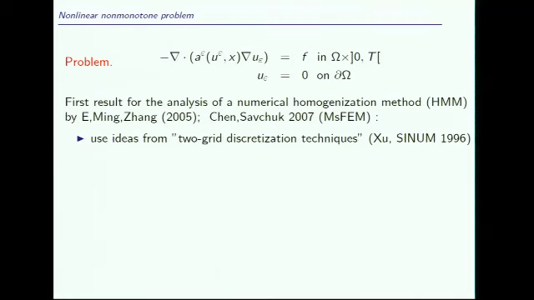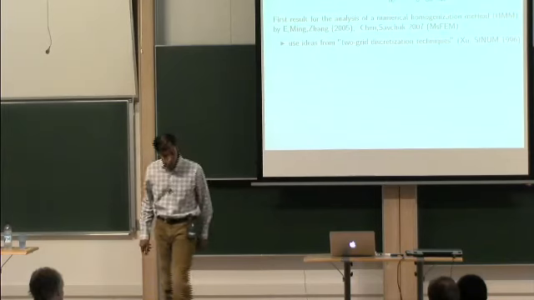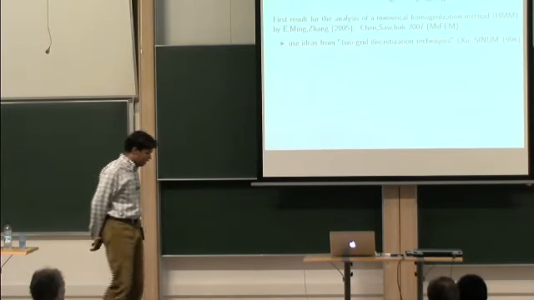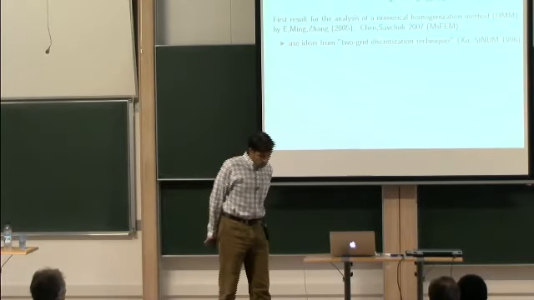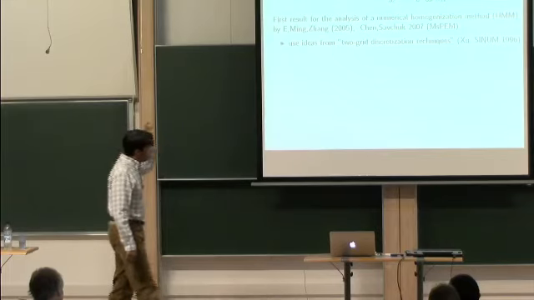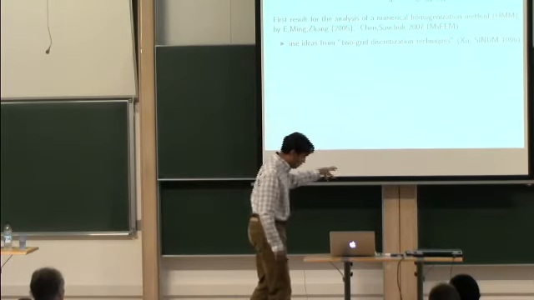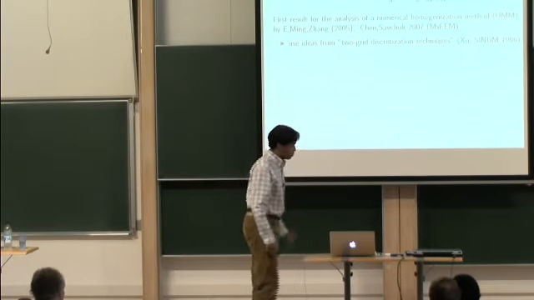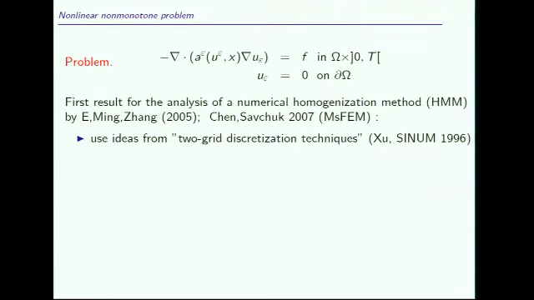The first result for the numerical analysis of a numerical homogenization method was by Yiming Zhang, 2005. There's also a result for the so-called multiscale finite element method developed by Tom Hou and co-workers in 2007. The idea is really related to the paper of Xu, SINUM, the two-grid discretization. The idea there is that you linearize the problem at the exact solution, and you look at the numerical approximation of the linear problem, which is very close to the numerical solution of the original problem.